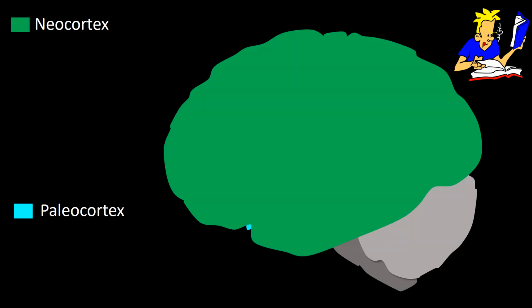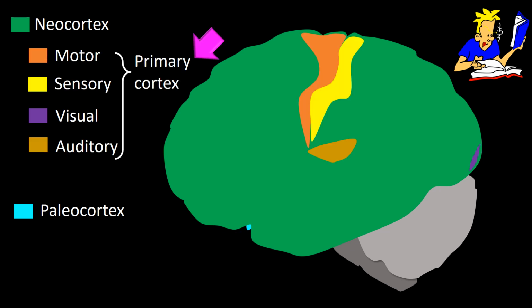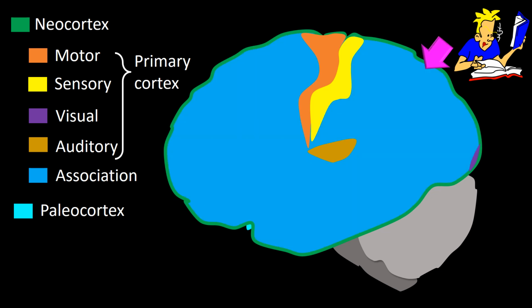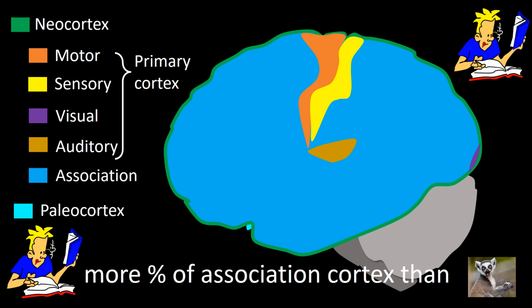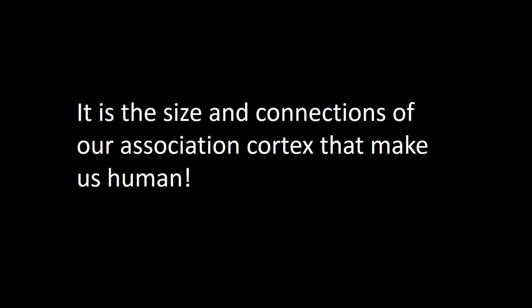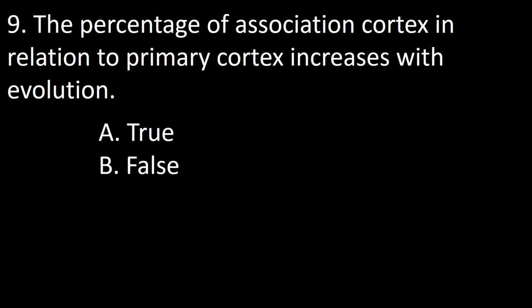Now comes the human. The neocortex occupies a much larger area than the paleocortex. The primary cortex occupies a relatively small area, and the association cortex occupies a much larger area. So humans have more association cortex than lemur. It is the size and the connections of our association cortex that makes us human. So the answer to this question is true.